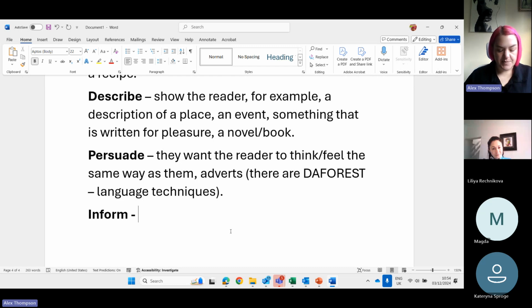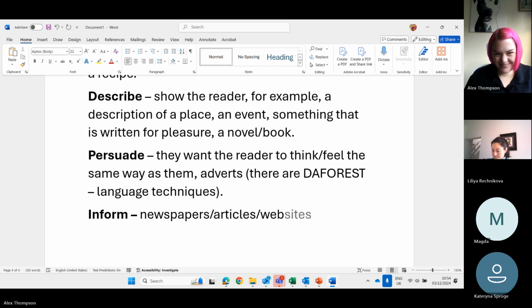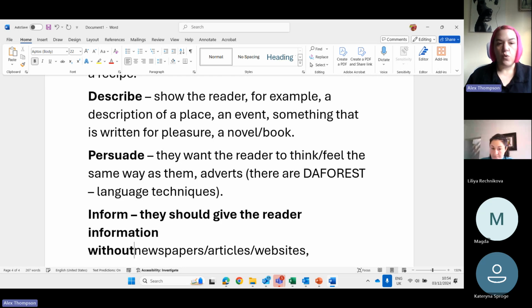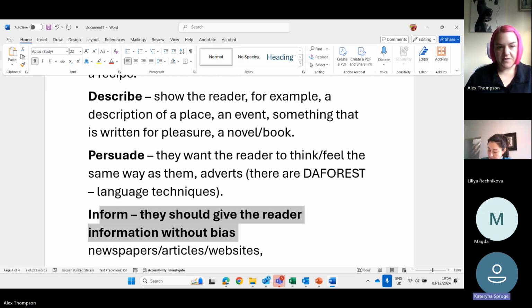So a text that is meant to inform, examples are newspapers, articles, websites. Again, this is difficult because there are websites for everything. So they should give the reader information without bias.